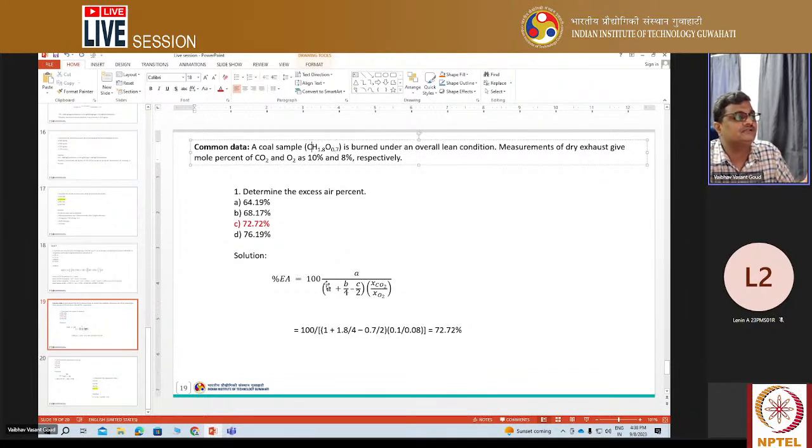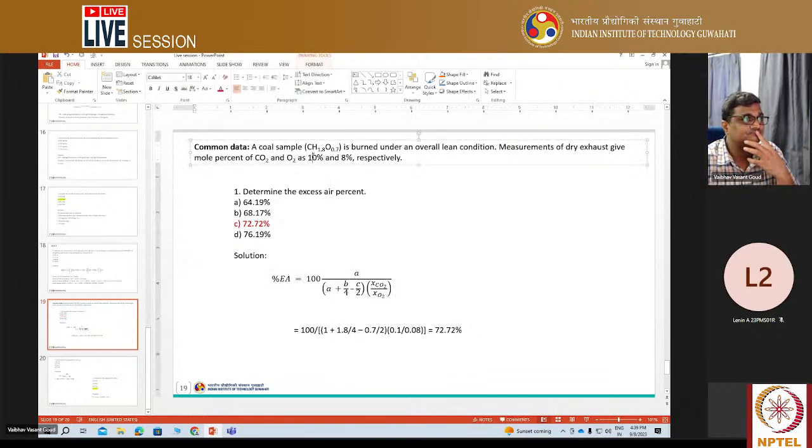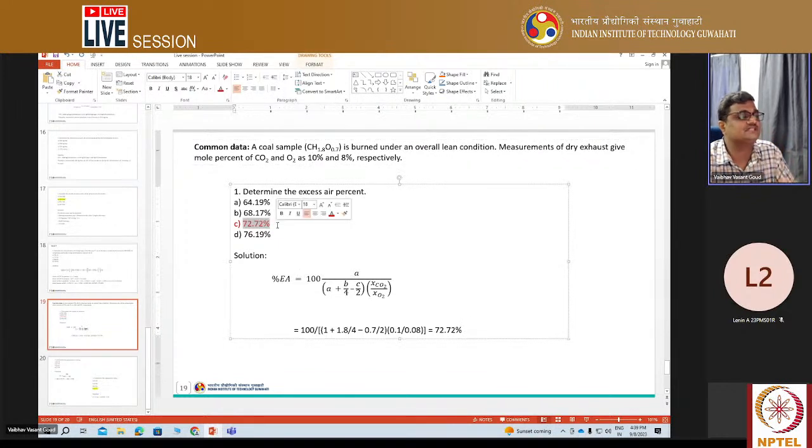Once you simply replace these values here, and the mole fraction of the CO2 is 0.1 and the oxygen is 0.08, it comes out to be around 72.72. This is the answer.